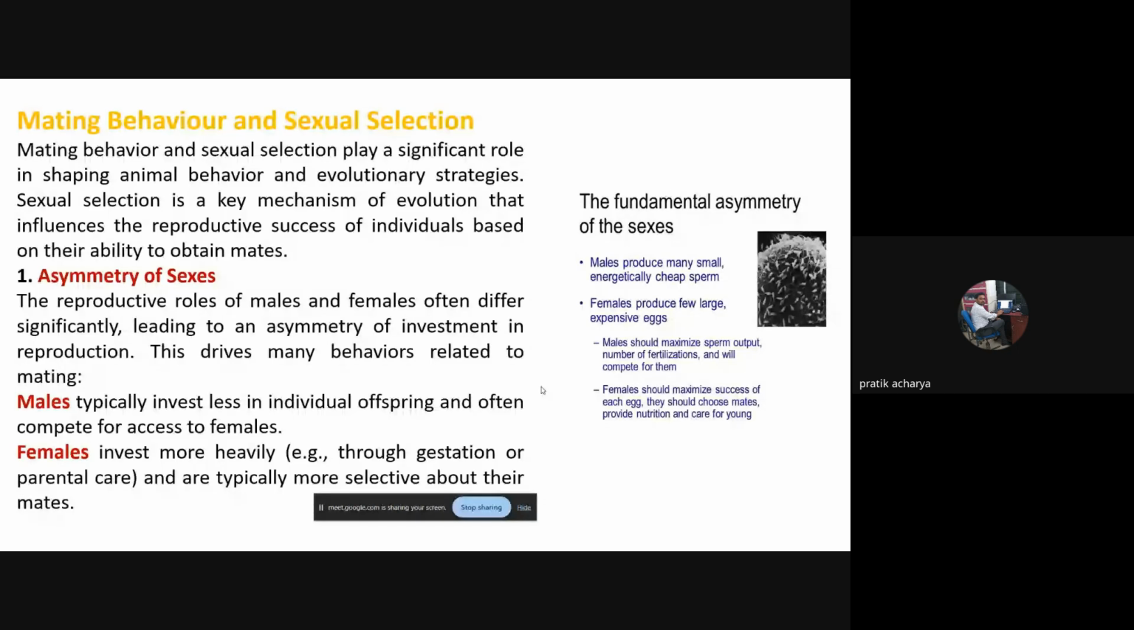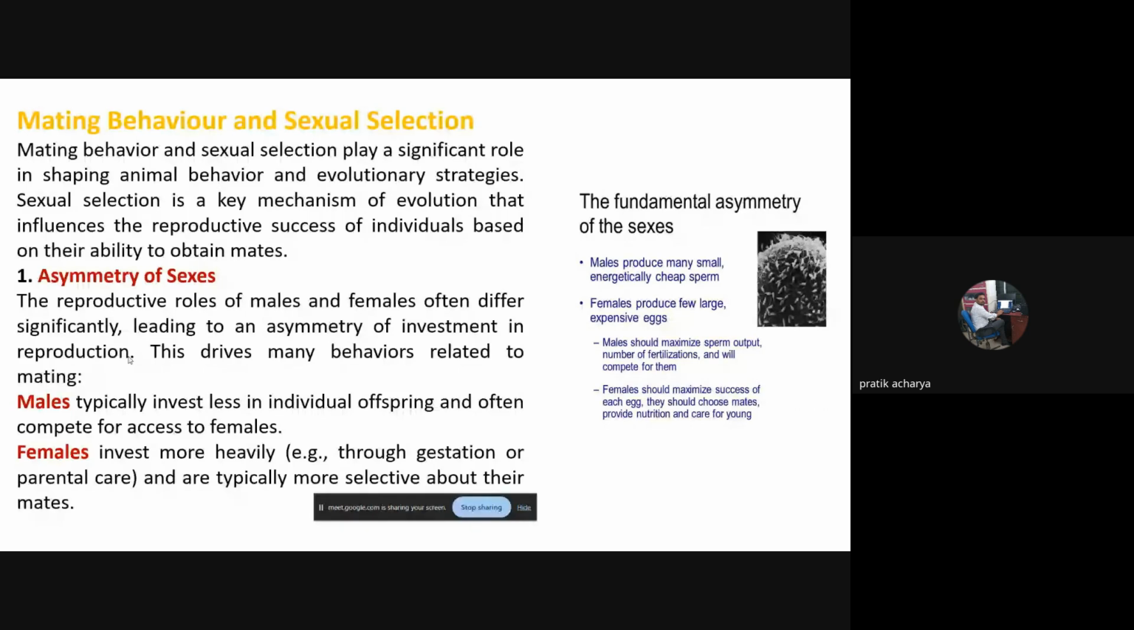First, we have to discuss asymmetry of sexes. You know that male and female sexes are there. So what is the asymmetry in these sexes, male and female? What are the differences? The reproductive roles of male and female often differ significantly, leading to an asymmetry of investment in reproduction. Both contribute to reproduction, but the contribution is not equal. There is a difference, and that difference leads to asymmetry.